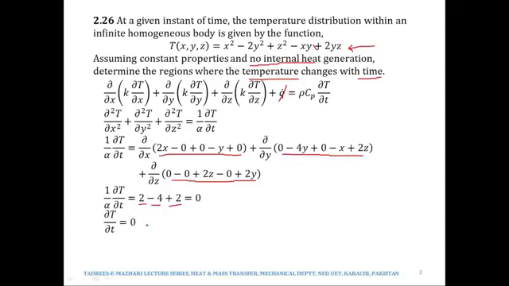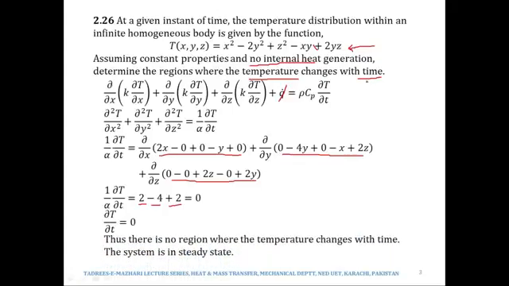So in the end we are getting ∂T/∂t as 0. It means variation of temperature with time does not exist. So there is no region where the temperature changes with time. That would be our answer, and therefore the system is under steady state conditions.